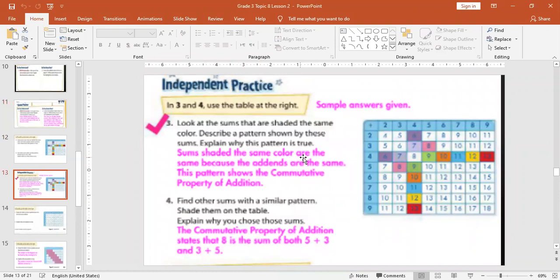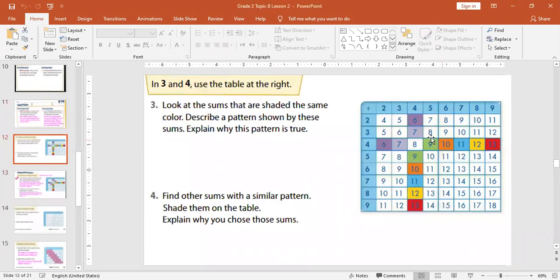Sums shaded the same color are the same because the addends are the same. This pattern shows the commutative property of addition. And how is that? When you have here 9, what is here 9? It's 5 plus 4, so you get 9. And here also, when you add the 5 from here and the 4 from here, you get 9. So that's why it's the same.